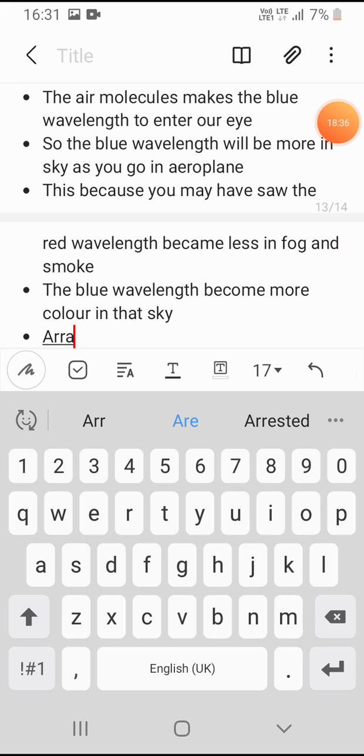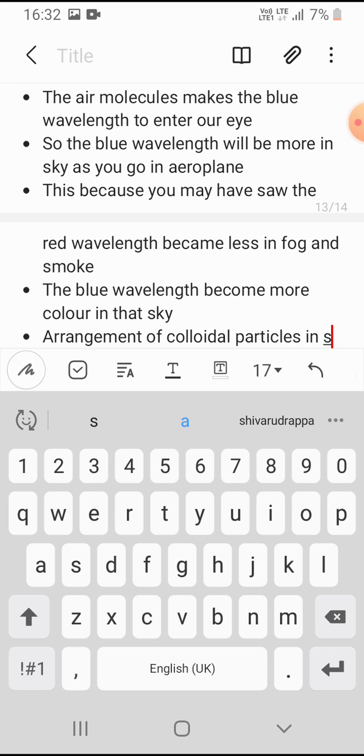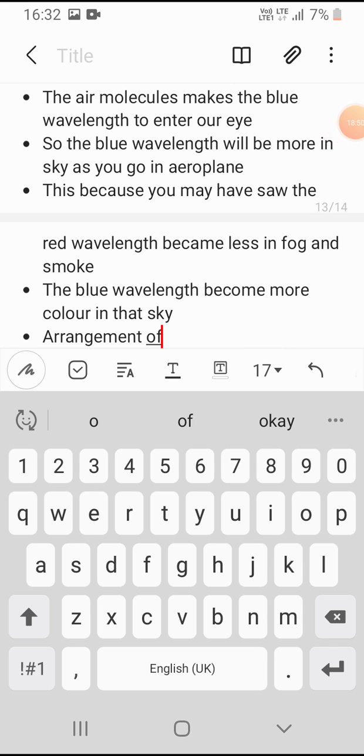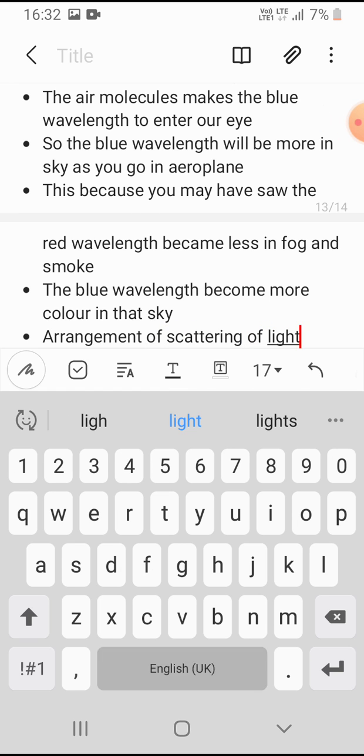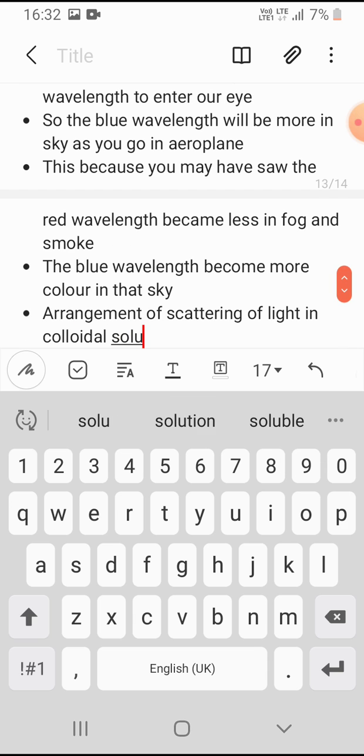So next is the arrangement of colloidal particles. Observe the arrangement and scattering of light in a colloidal solution. So how it is arranged, let's know.